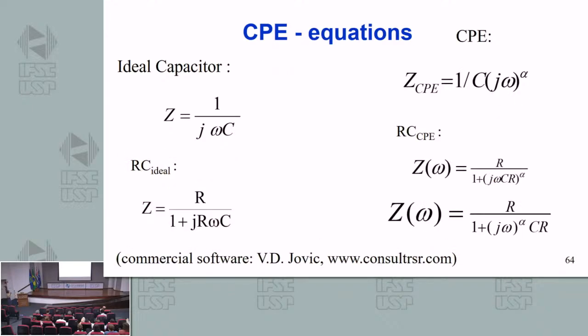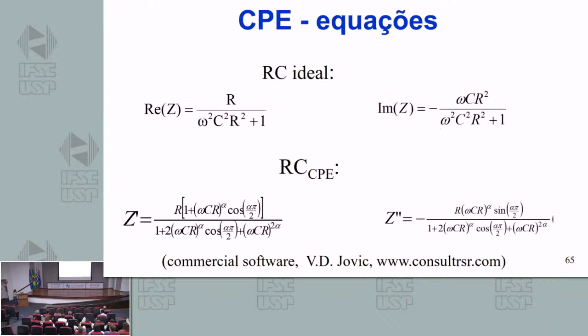So, for an ideal capacitor, I have those expressions, which I have already shown for the equivalent RC circuit. So I have here the imaginary number, I. Sorry, I must correct it to j. Okay, so for the ideal RC, I can have this expression. But if I have a CPE, I will introduce here my phase angle. So this is 1 minus the phase angle, this alpha. And because of this, the expressions for my software are much more complicated.